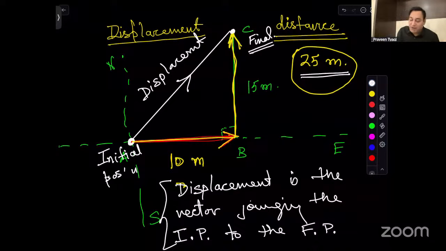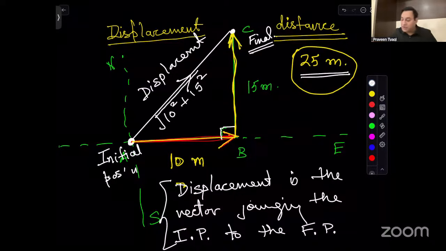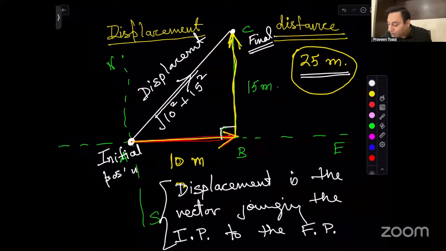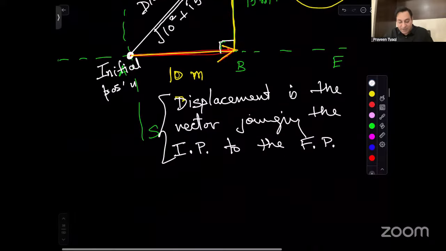Now if you see the Pythagoras theorem, the magnitude of displacement will be root of 10 square plus 15 square, the square root. This will be the displacement, and the direction is as shown in the figure, and you need to start understanding the difference. Yes, root 325 is the answer. I completely agree, and that is the answer. And I think some child has taken out the square root. That is fine.